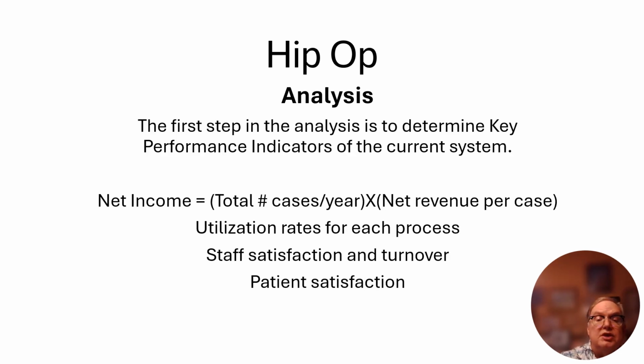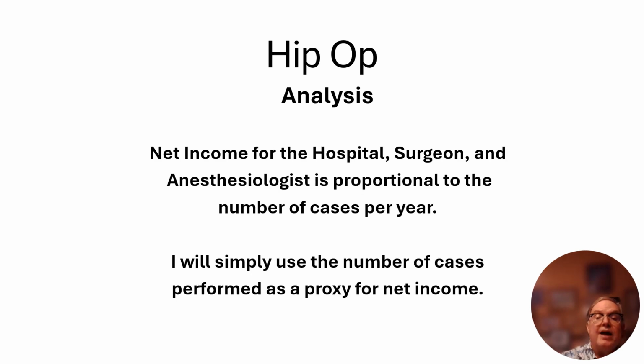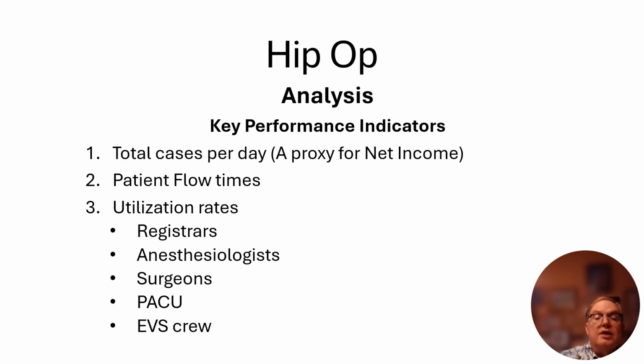First step in analysis is to determine the key performance indicators. The net income is the first. That's very difficult to estimate, so I'm going to use the total number of cases done as a proxy for net income. The utilization rates for each process need to be evaluated. Staff satisfaction and turnover are concerns, as is patient satisfaction. So again, I'm going to use the number of cases as a proxy for net income. We will also look at patient flow times and utilization rates for the different personnel involved in providing care.